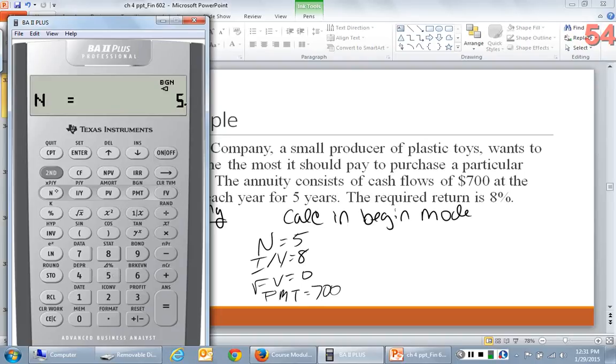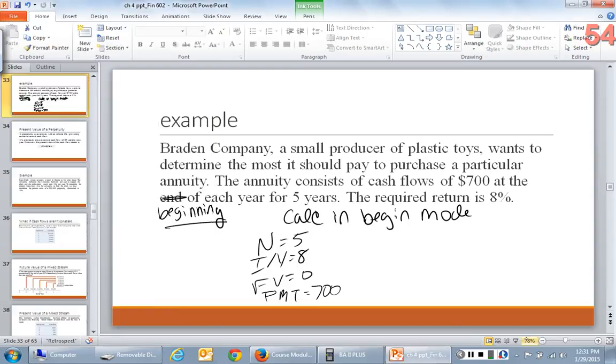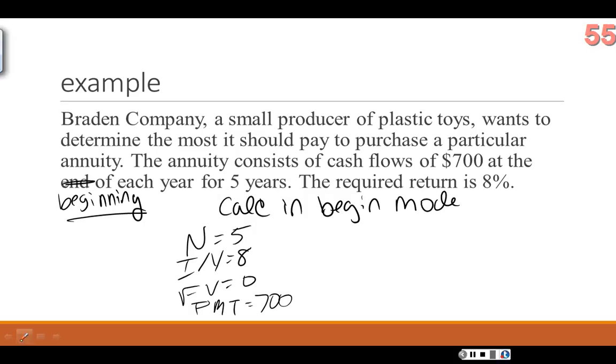So N is 5, the interest rate is 8, the future value is 0, and the payment is $700. And we want to compute the present value. We get $3,018.49. We're willing to pay $3,018.49 to receive $700 a year for 5 years.